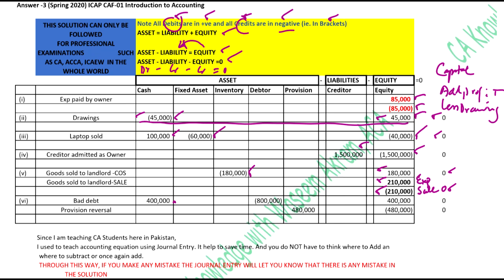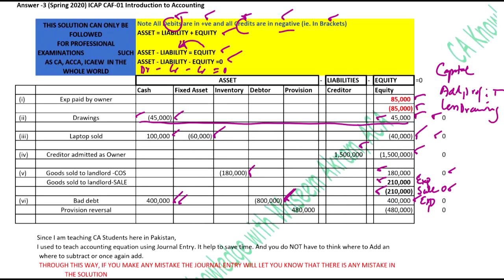400,000 cash debit. Debtor should be fully and finally settled, 800,000 credit, and the balance is the bad debt, or you can say doubtful or bad debt. Debit expense, bad debt debit expense, cash debit, and debtor credit. This is the adjustment journal entry.